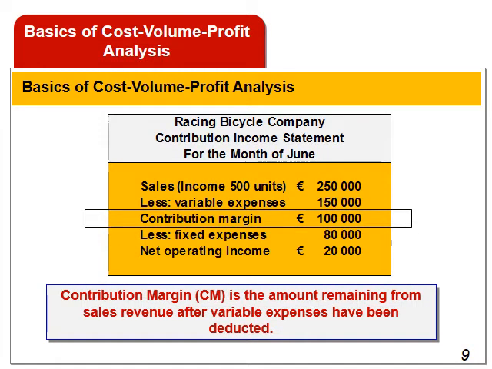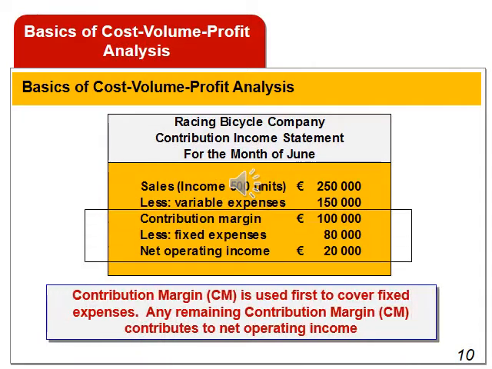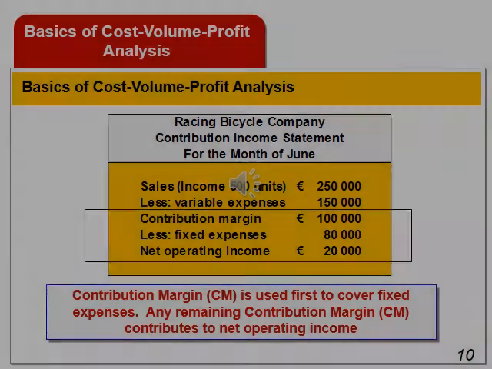Contribution margin is defined as sales less variable expenses. In the case of Racing Bicycle Company, contribution margin is 100,000 dirhams. Contribution margin is used first to cover fixed expenses. Any remaining contribution margin contributes to net operating income.